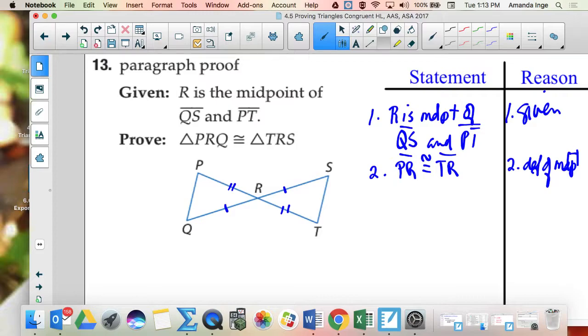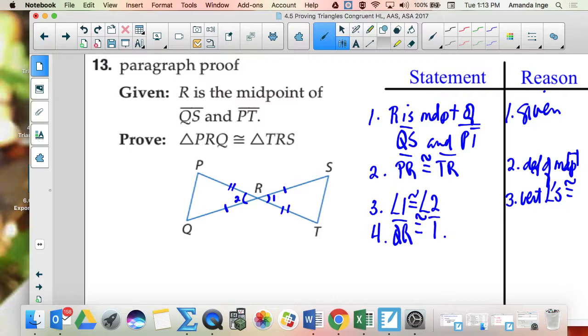Okay. All right, before I do the other piece, let's talk about this angle and that angle, which we're going to call angles 1 and 2. What do you know about angle 1 and angle 2? They're congruent. Why are they congruent? What kind of angles are they? Vertical. The vertical angles are congruent. All right. Then we're going to say QR is congruent to TR, and the reason is definition of midpoint again.